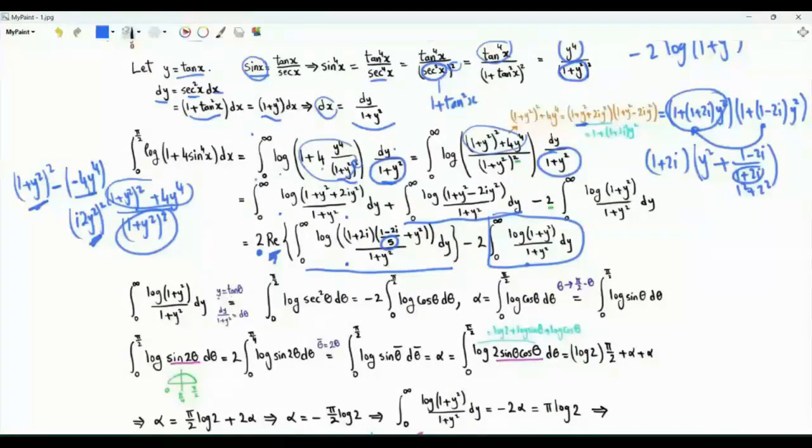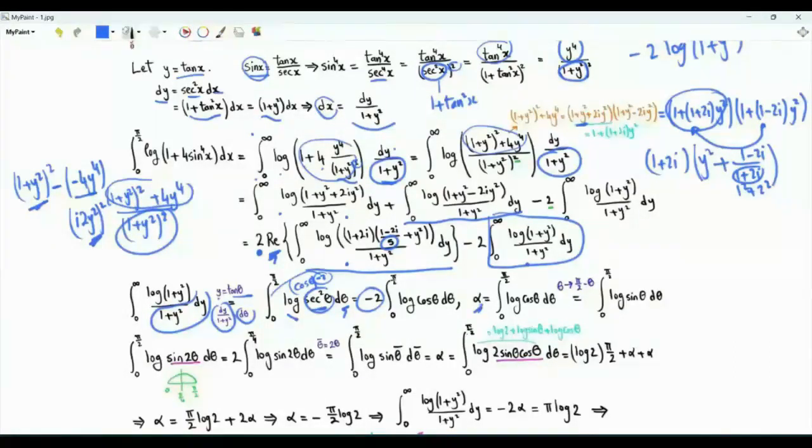Do the change of variables. y equal to tan theta. When y is 0, theta is 0. When y tends to infinity, theta tends to pi over 2. dy is sec squared theta d theta. That's 1 plus y squared d theta. So d theta is dy over 1 plus y squared. This part here becomes d theta, and we have the logarithm of sec squared theta, which is cosine theta to the power minus 2. We can take this minus 2 outside. We have the integral from 0 to pi over 2 log cosine theta d theta.